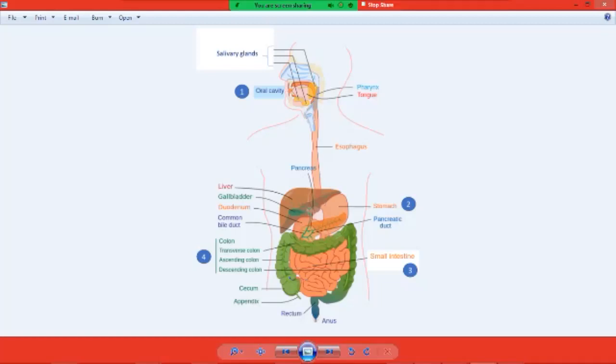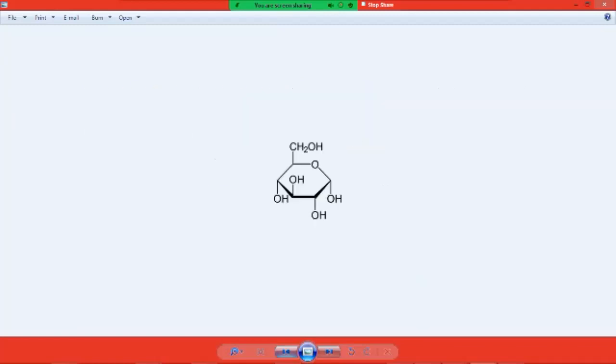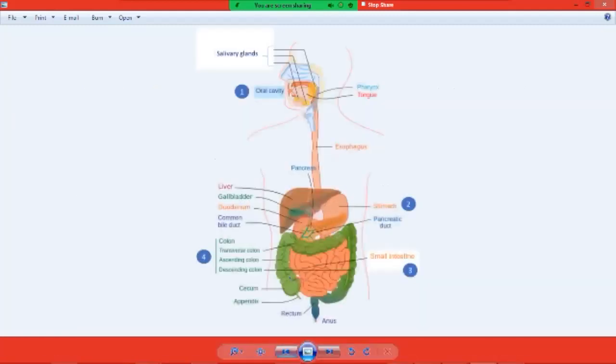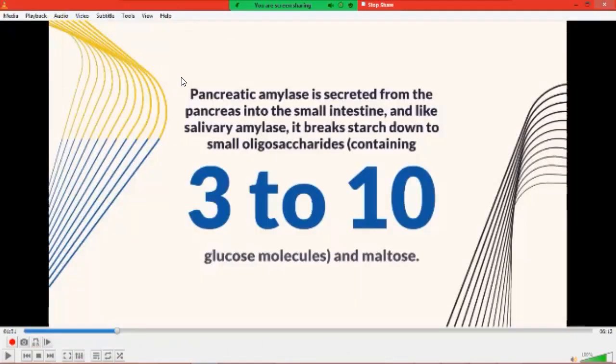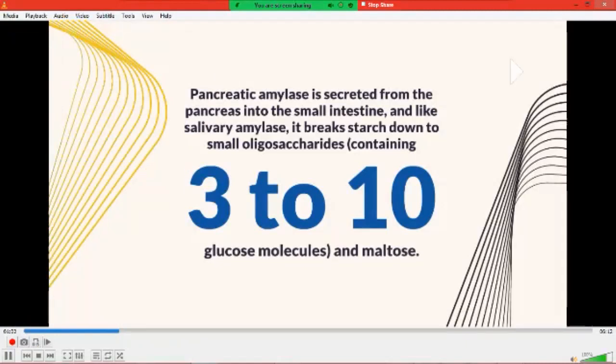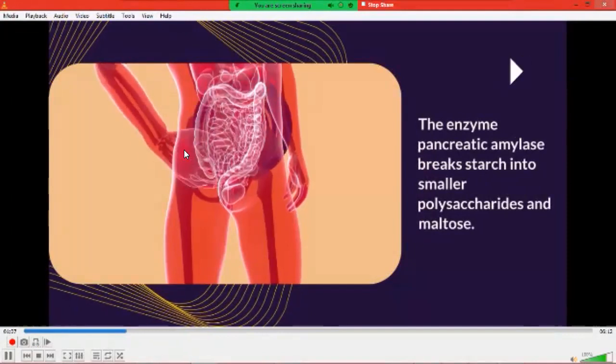Looking at this, it breaks it further into shorter polysaccharides and maltose. Are we together? Good. Now it breaks it down into smaller forms of polysaccharide. The smallest form of polysaccharide is called oligosaccharide. Okay? Going forward, it breaks down starch into smaller polysaccharides and maltose.